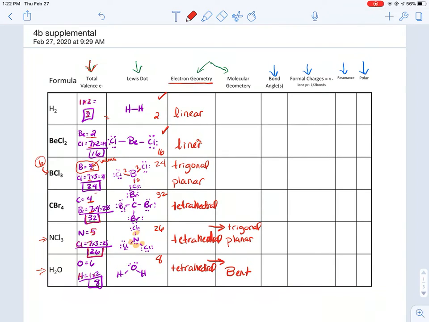And last but not least, oxygen has 6. Hydrogen has 1 times there's 2 of them, 2 valence, which gives you 8. So that's our total electron count going on right there.